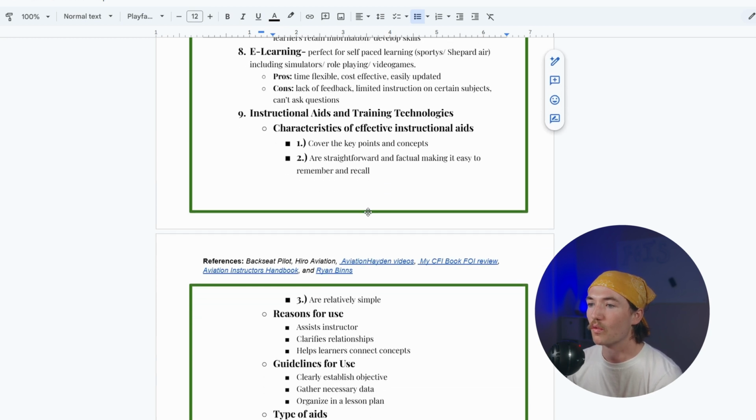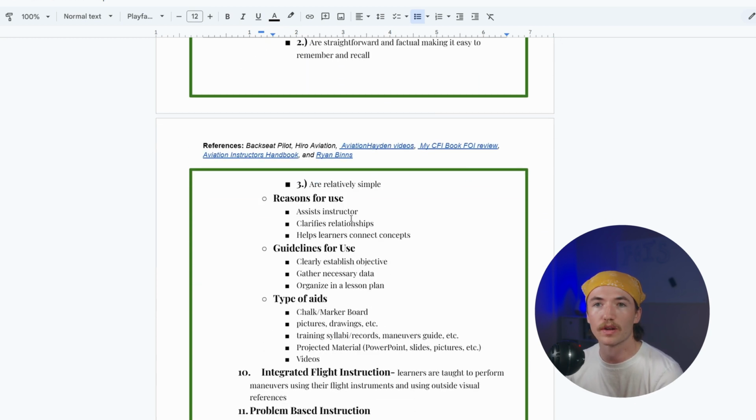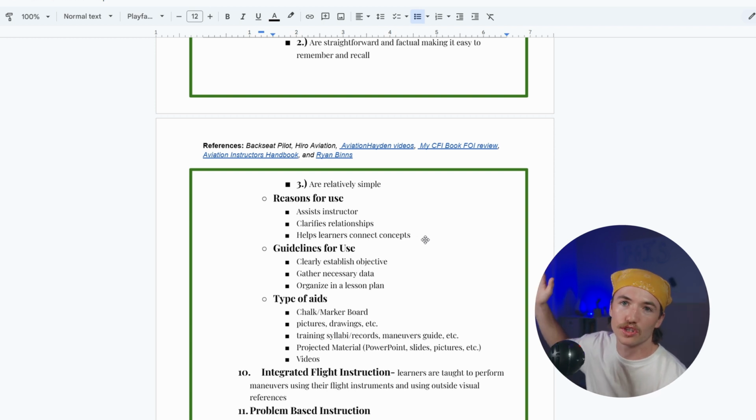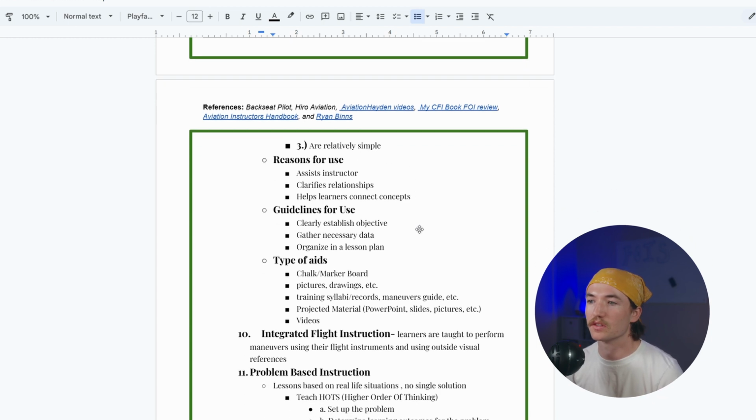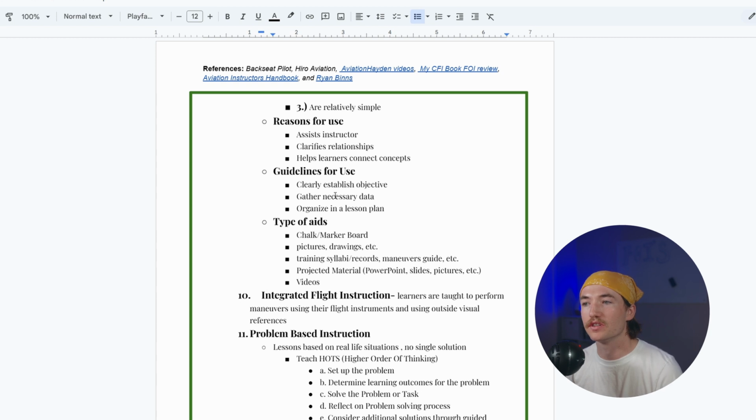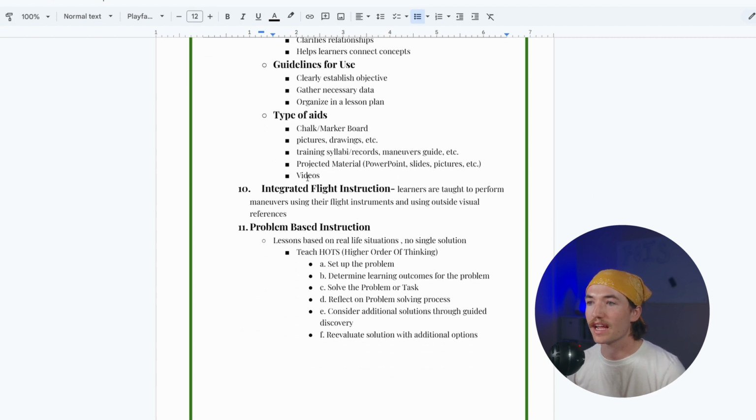So, what this all means, basically, imagine trying to teach runway incursions, and you have no pictures, no nothing. You don't have any whiteboards or bullet points or anything like that. These are all just very helpful, and following these steps will help you create a good lesson plan for that. Guidelines for use: you need to clearly establish your objective, gather necessary data, and then organize it into the lesson plan. Types of aids: we have chalk, marker, board.